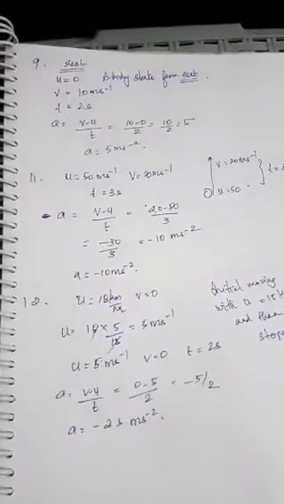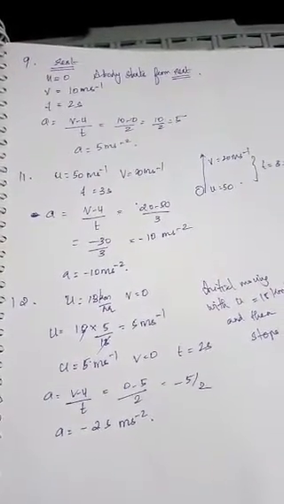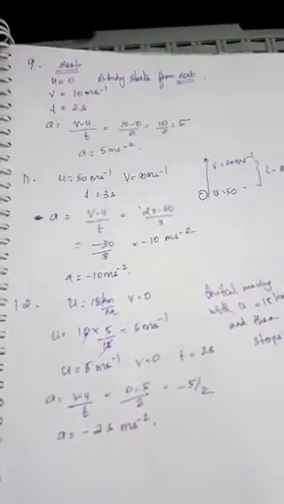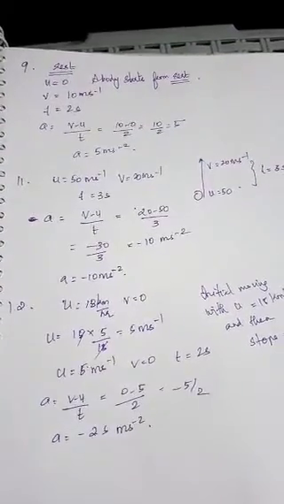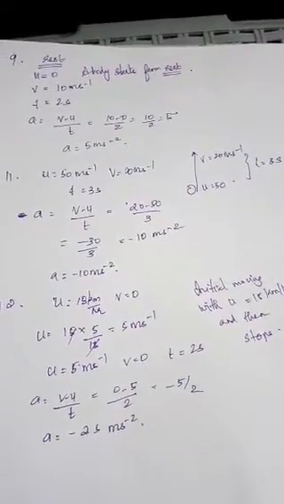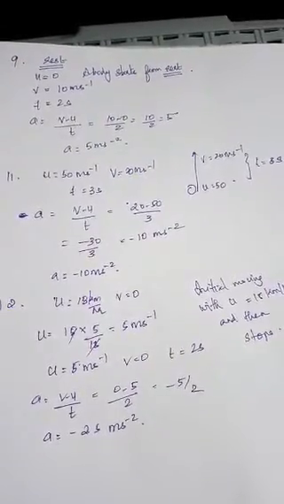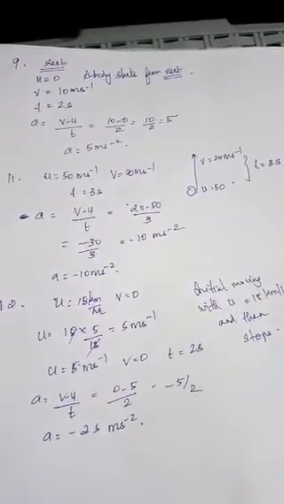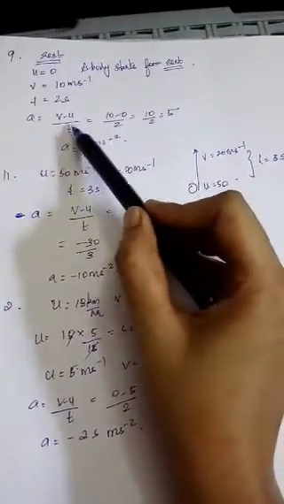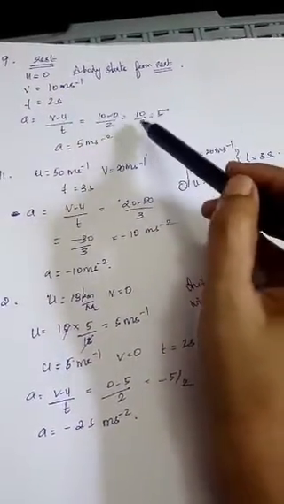Now look at your ninth sum. It states that a body starts from rest and it acquires a velocity of 10 meter per second, and all this is happening in a time of 2 seconds. Since it mentions the body is from rest, and I told you whenever the body is at rest, its initial velocity is 0, and it has acquired a velocity of 10 meter per second. Therefore your final velocity is 10 meter per second, and the time is 2 seconds. Now use your formula. a is equal to v minus u divided by t. We know v is 10 and u is 0, by 2. Therefore 10 by 2, that is 5.